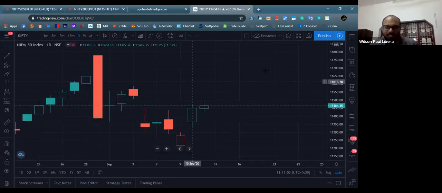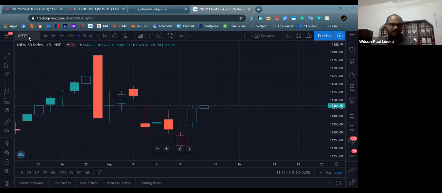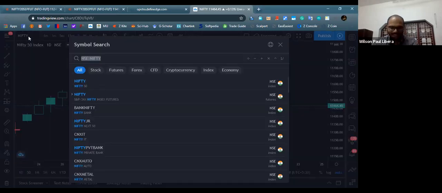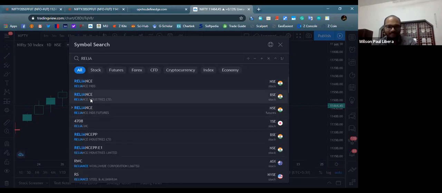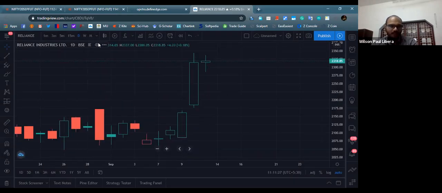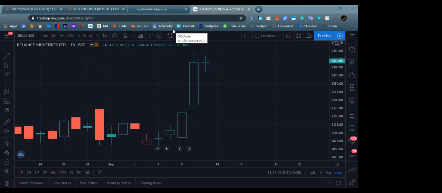Okay, so this is how a chart looks. This is a candlestick chart, and since we are discussing Reliance, I'll take the chart of Reliance. I hope everyone is able to see the charts, right? If anyone can unmute yourself and just give me a confirmation. Yes, it's visible. Yeah, thank you.